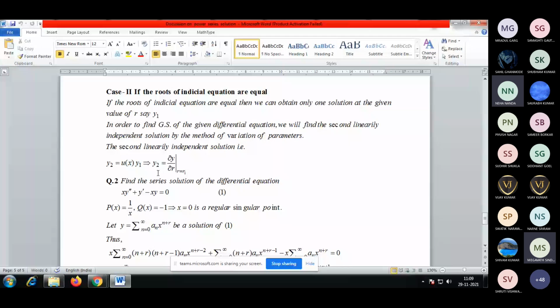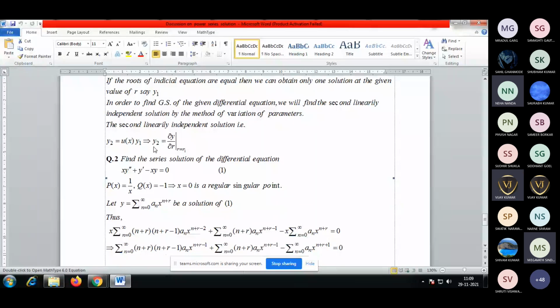C1 y1 plus C2 del y by del r at r equal to r1. One root corresponds to y1, and for the second root we get a second linearly independent solution, y2 equal to u(x) y1. After simplification, y2 will come as del y by del r at r equal to r1.